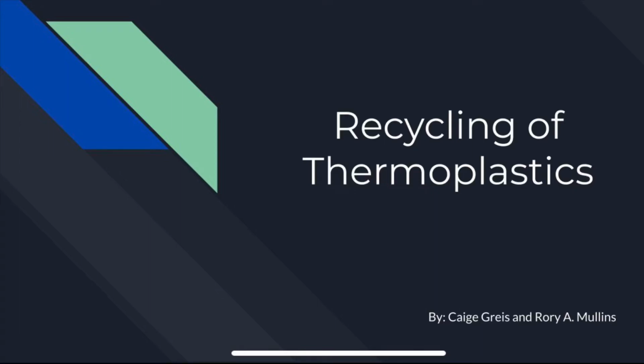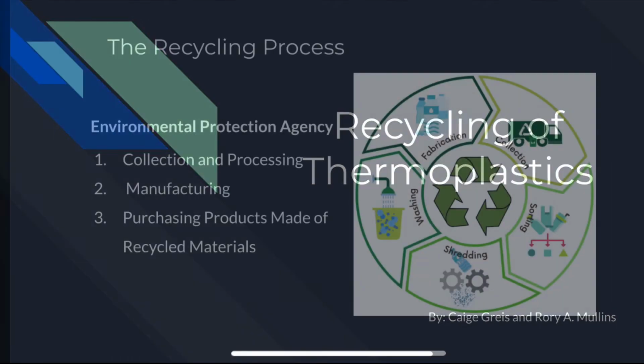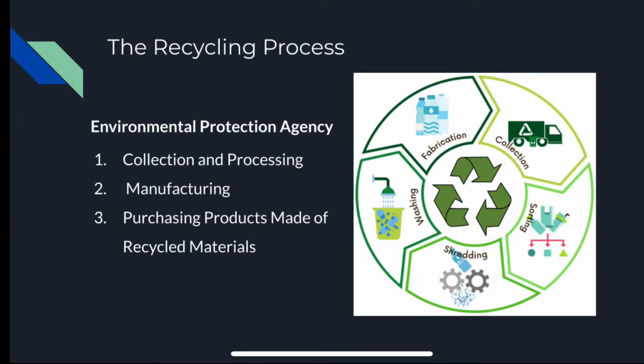So for our project, we decided to do the recycling of thermoplastics. Before looking into the different types of thermoplastics, it's best to look into the recycling operations in general. First off, products are collected for processing, and then they are sorted into their different material types, which afterwards are broken down and cleaned. After this process is complete, the recycled material is then fabricated into new products and then shipped out.